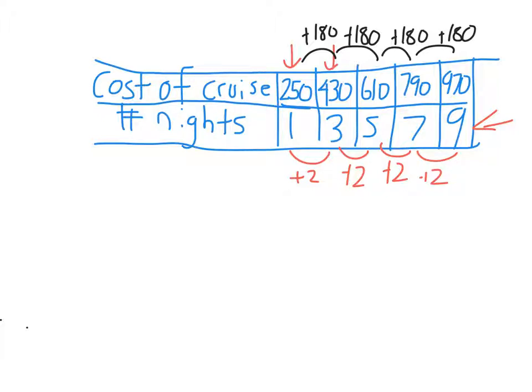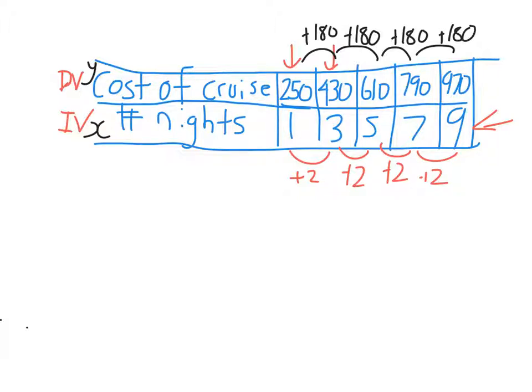So obviously, the nights are still going to happen whether or not you go on the cruise. The cost of the cruise depends on how many nights you stay on the cruise. So, of course, that would mean that the cost of the cruise is the dependent variable because it depends on the other variable, and the number of nights is the independent variable. Okay? So, if you like, think of the cost of the cruise as y and the number of nights as x.